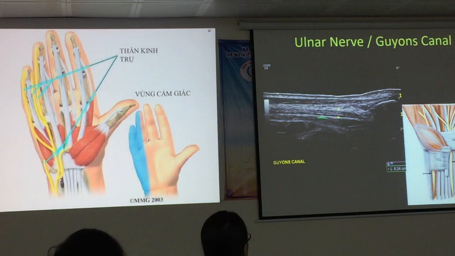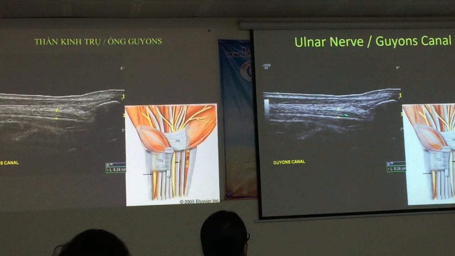So this is a normal appearance of the ulnar nerve as it's coming down into the wrist.